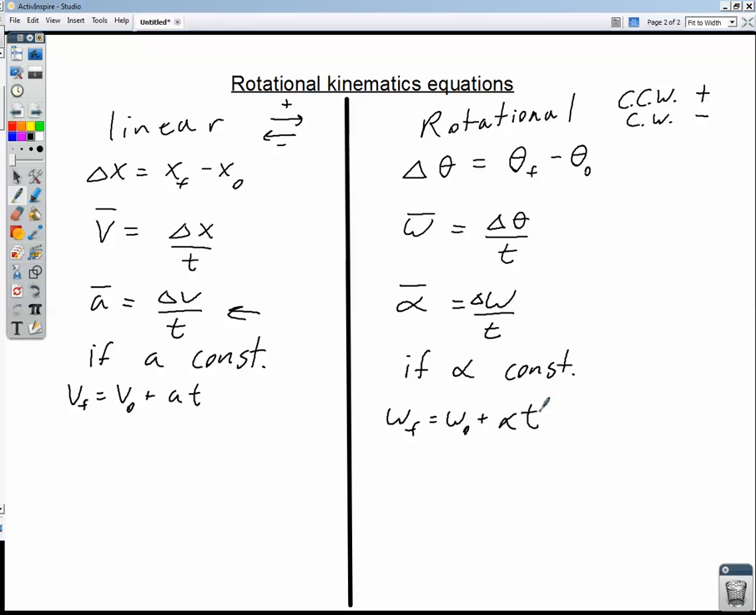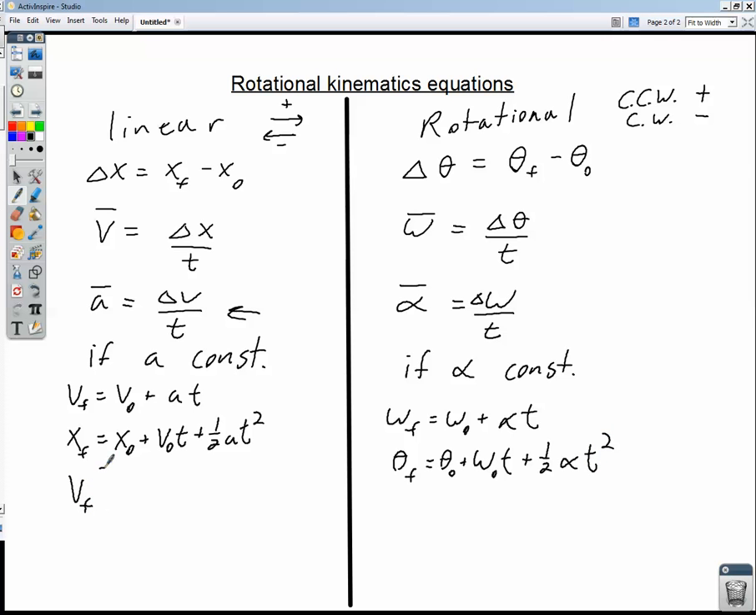The other ones that we had here were x final equals x naught plus v naught t plus 1/2 a t squared. Replacing the variables, we have theta final equals theta naught plus omega naught t plus 1/2 alpha t squared. And the final one, usually the most useful one, we used a lot: v final squared equals v naught squared plus 2 times a times delta x. And translating that, we have omega final squared equals omega naught squared plus 2 alpha delta theta.